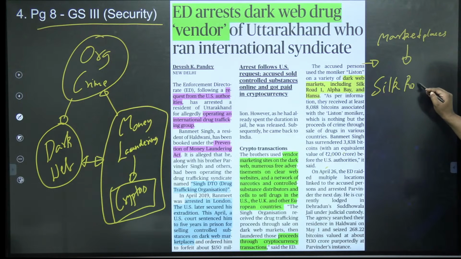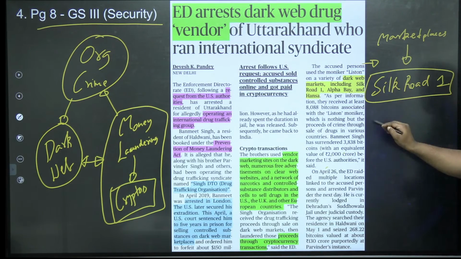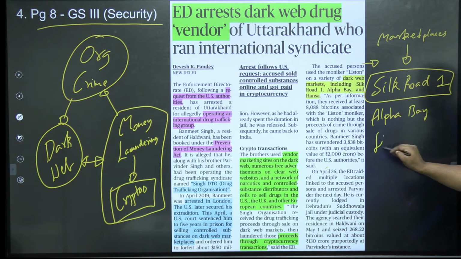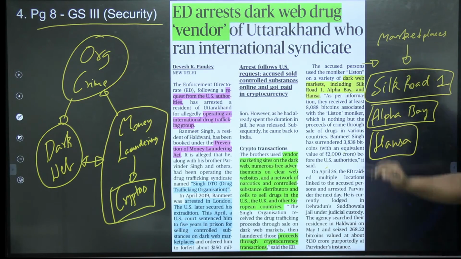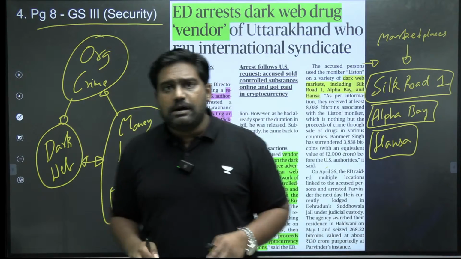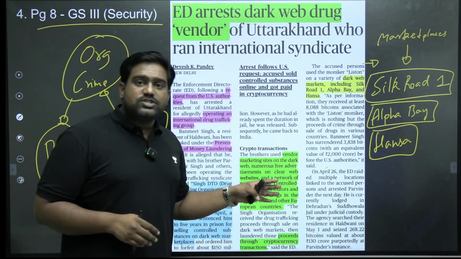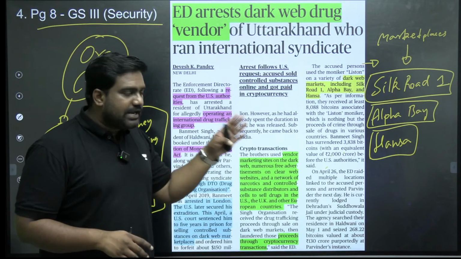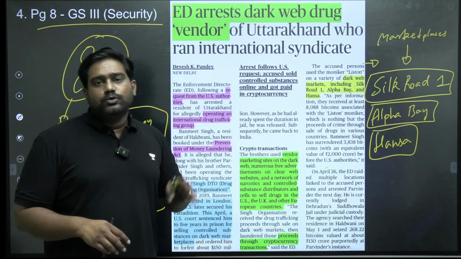The most popular and notorious is Silk Road 1. Next, you have Alpha Bay. And you also have Hansa. These 3 are the most popular and most notorious dark marketplaces. This is where drugs, weapons, and many illicit contraband material is traded through the dark web.